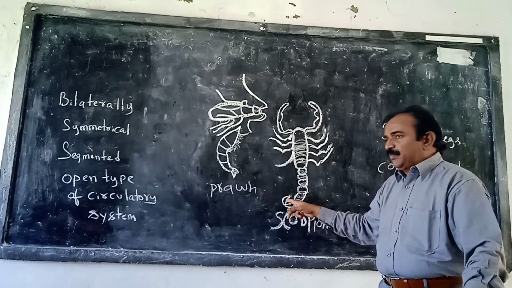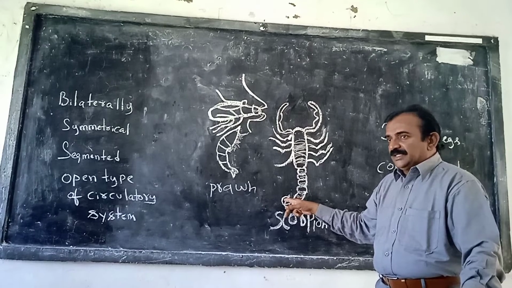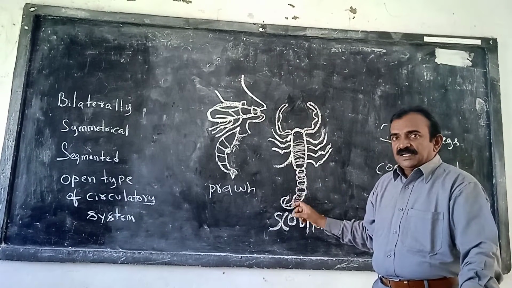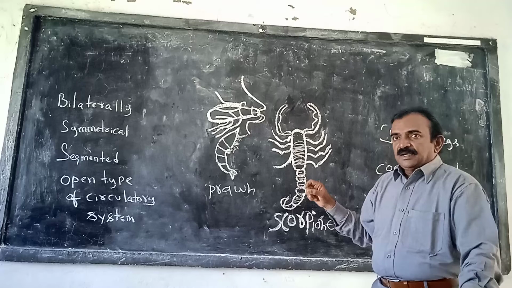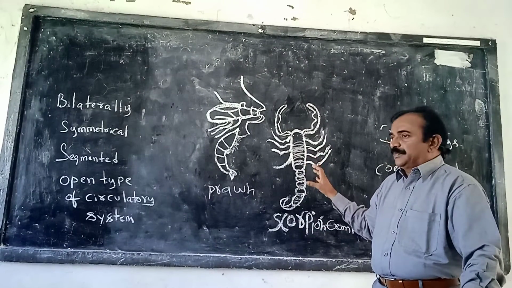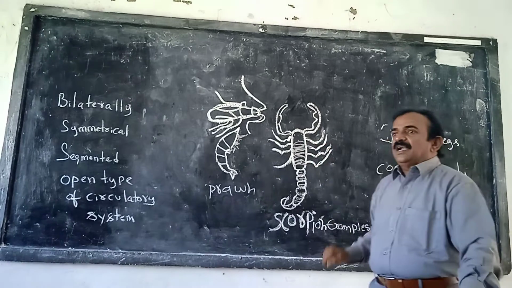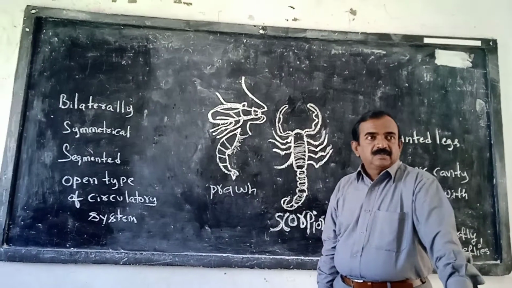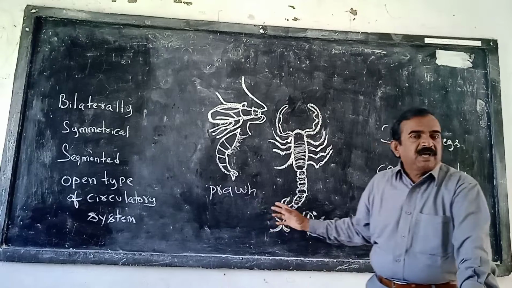It has poison in the tail region, a poison gland. When it bites, it may cause pain to our body. So this is a scorpion. And these animals are called Arthropoda. Why are they called Arthropoda?